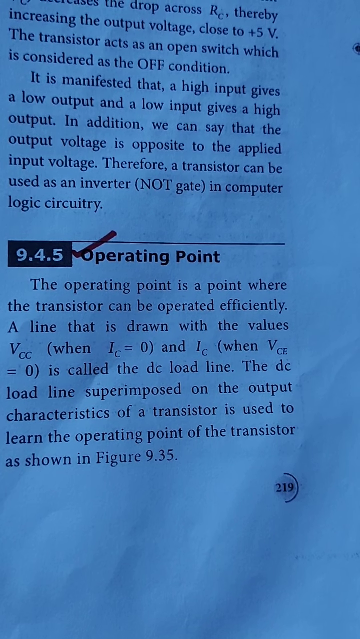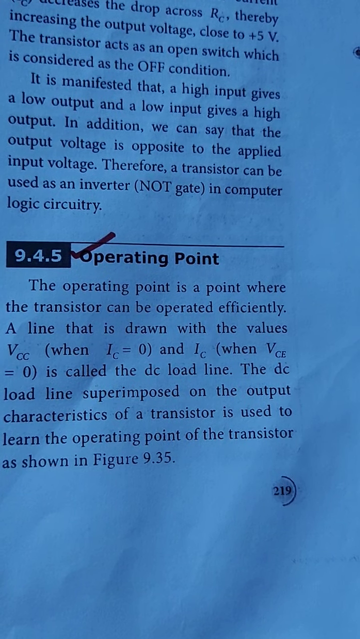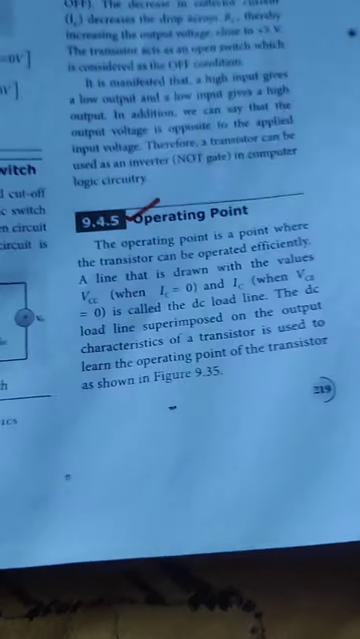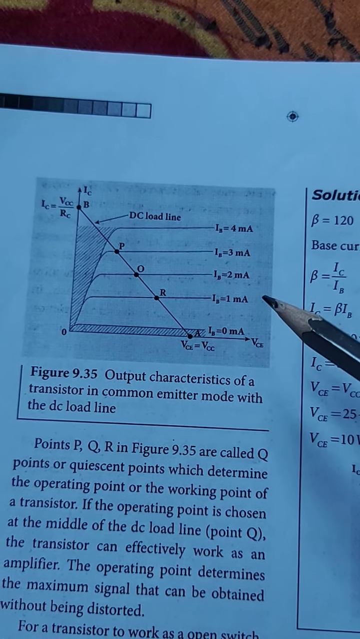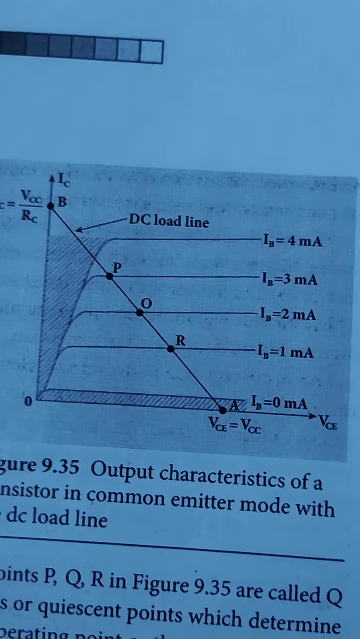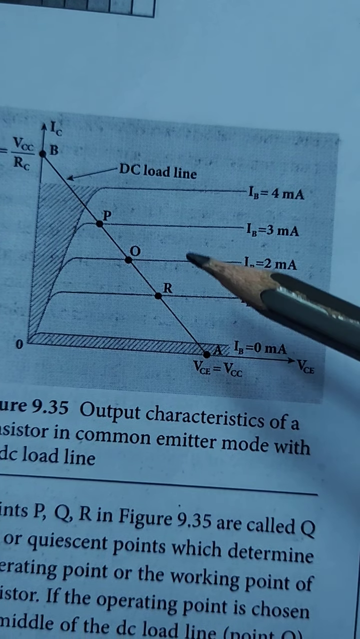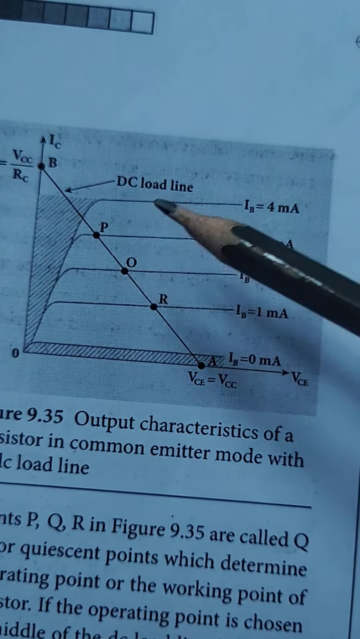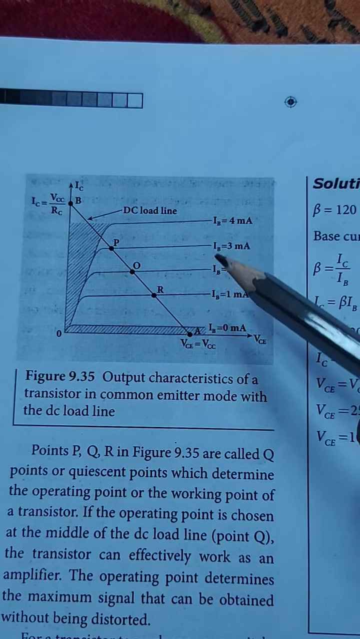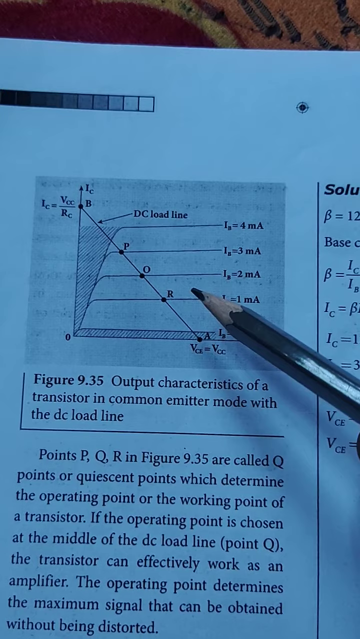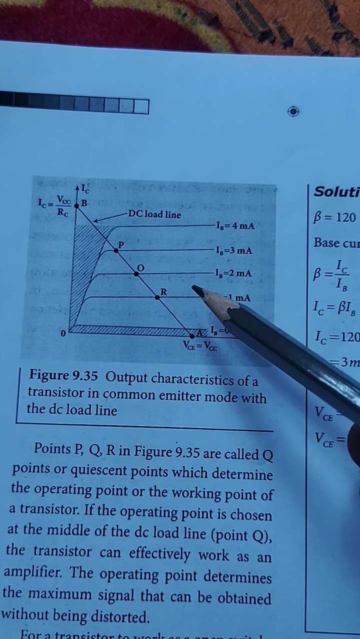The DC load line superimposed on the output characteristics of a transistor is used to learn the operating point of a transistor. The diagram is provided here. Let's see the diagram very clearly. There are 3 points here, P, Q, R. The Q point. The points P, Q, R are called quiescent points, which determine the operating point, or the working point, of a transistor.